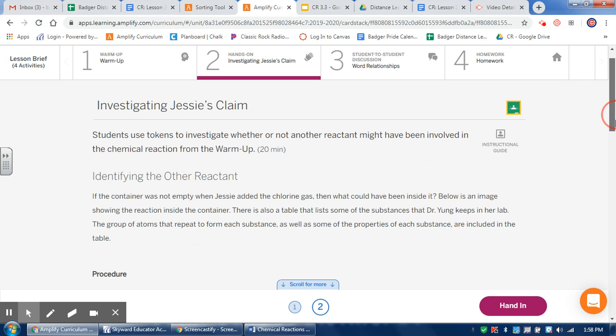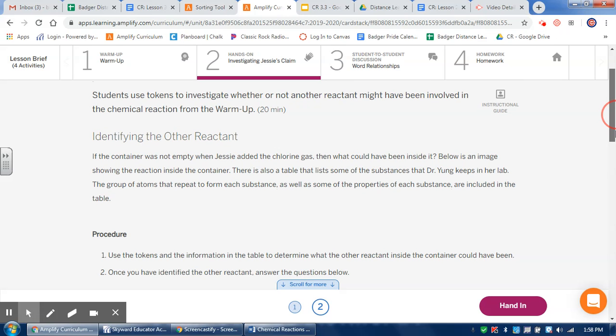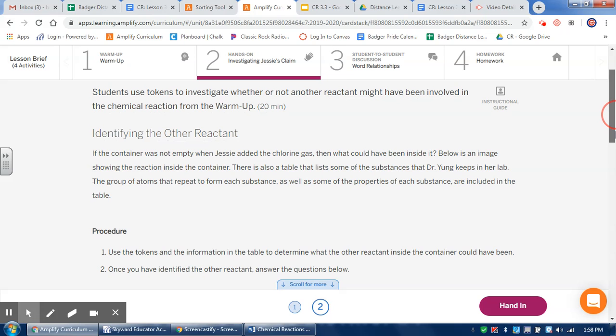In page 2, we've decided that the container was not empty when Jessie added the chlorine gas. So what was inside it? Below is an image showing the reaction inside the container. There's also a table that lists some of the substances that Dr. Young keeps in her lab. The group of atoms that repeat to form each substance, as well as some of the properties of each substance, are included in the table.